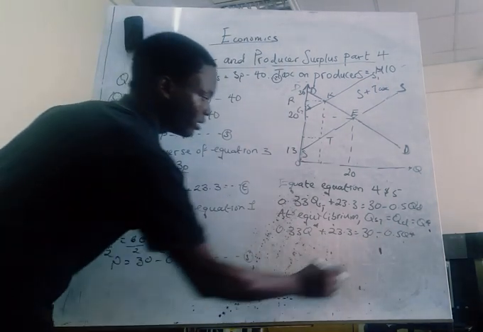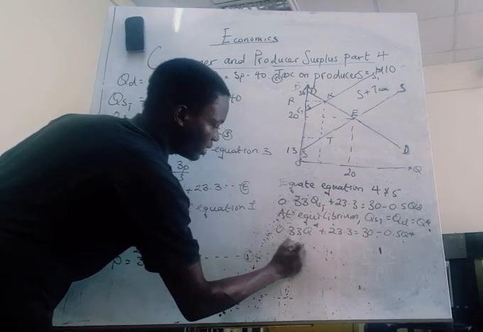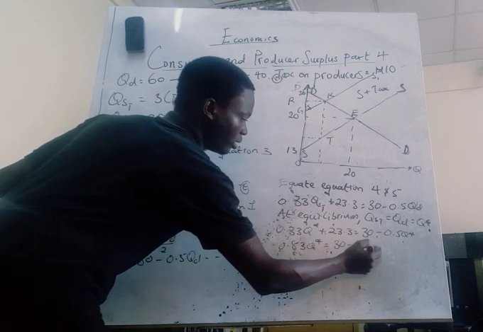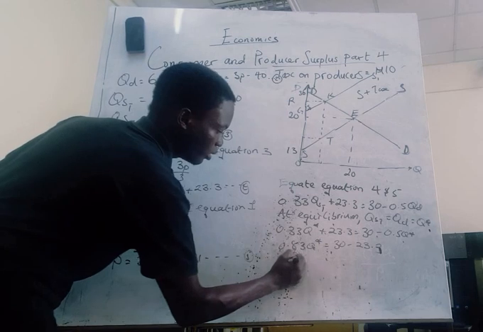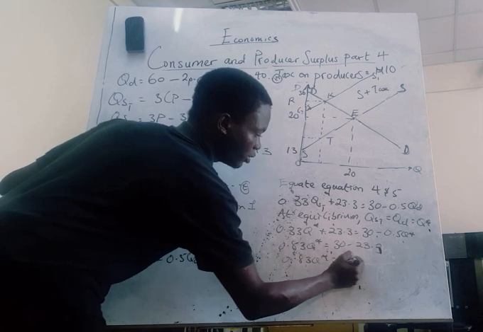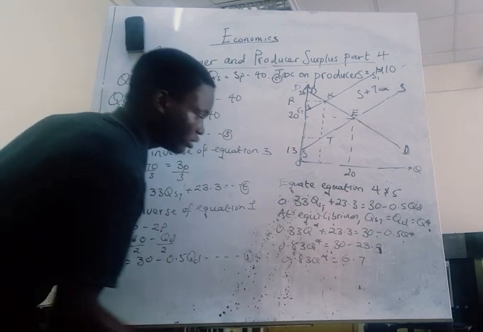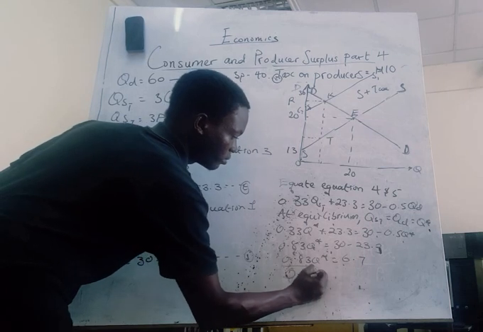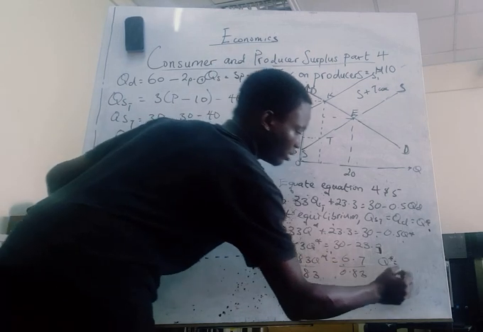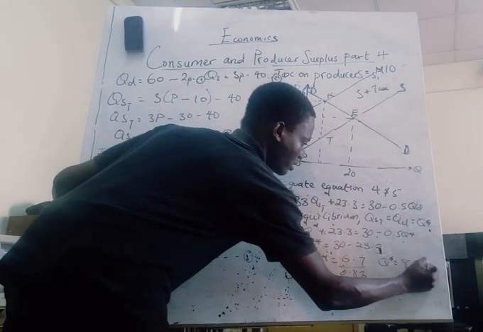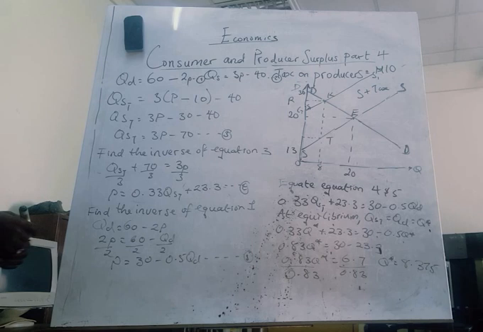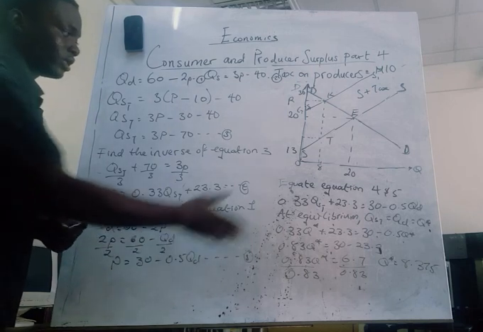Okay, so we collect our like terms, this comes here. So we have 0.83 Q star equals 30 minus 23.3, which is 6.7. So we divide through by 0.83. So Q star now equals 8.375, which is just approximated as 8. It makes sense for quantity to be 8 rather than quantity being in a decimal place.